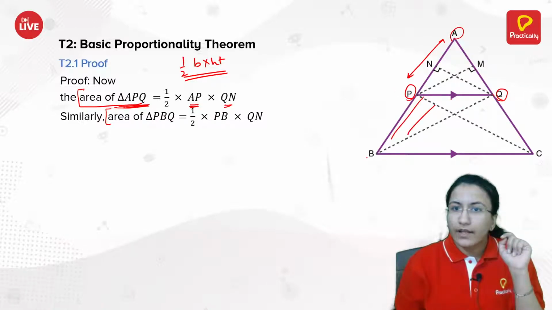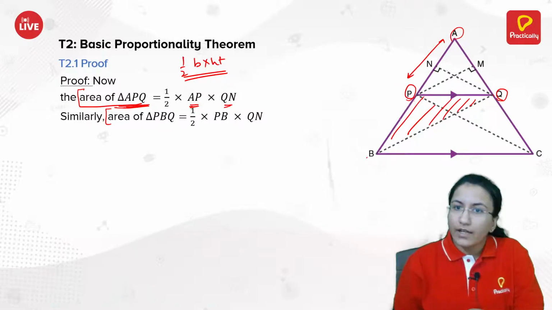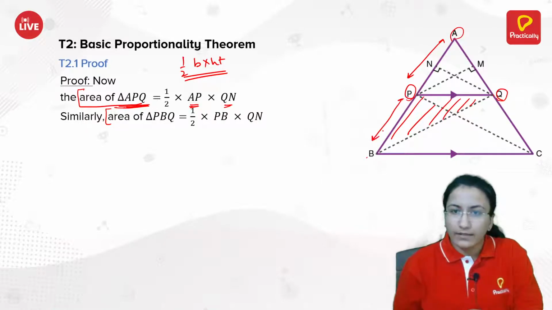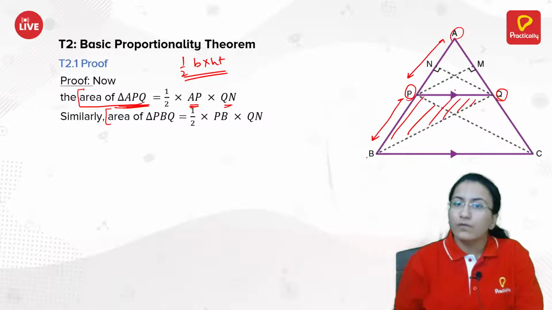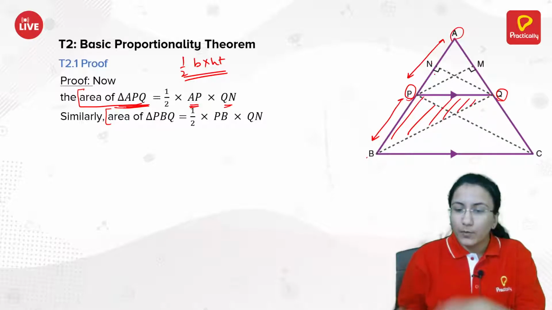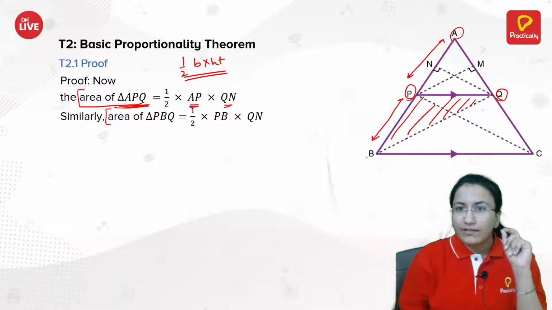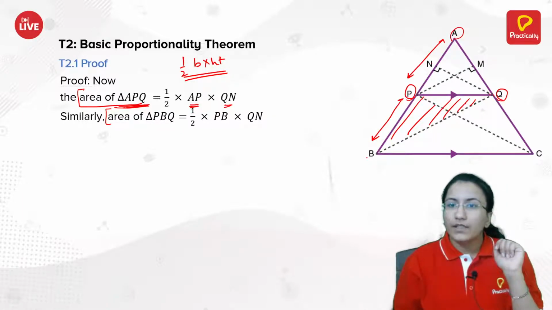PBQ, this triangle. Area of this triangle you need to find. Now for this triangle, we have PB as our base value, but what would be its height? Its height would be same, QN, right? For an obtuse angle you mainly know that its height lies outside the triangle, right? So you have QN as its height, so half into PB into QN is the area of triangle PBQ.